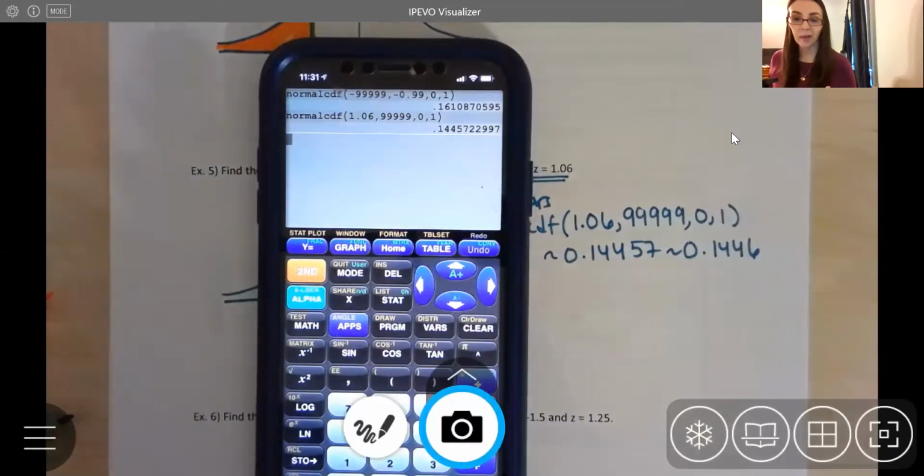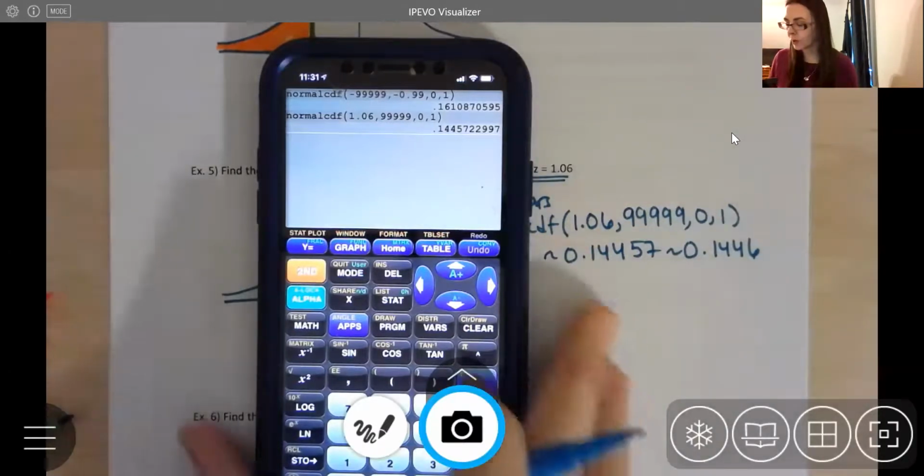So notice that with technology, the process doesn't change here, which is why I kind of tend to like technology better, because I just always do lower bound, upper bound, mean, sigma. That's it. And it will always give you that area for you.